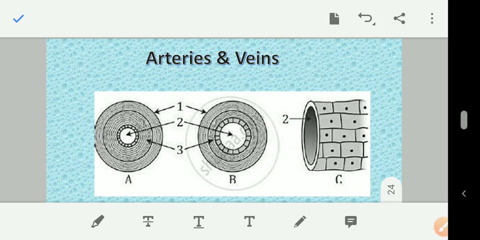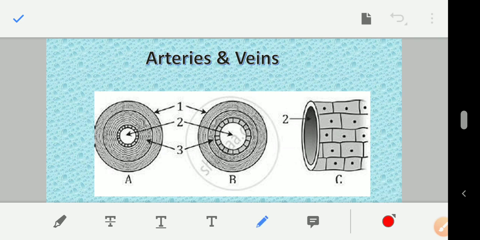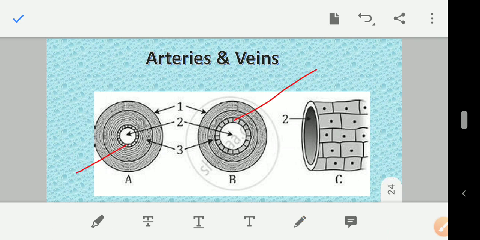Part 3 is the middle portion or middle layer, tunica media. M for tunica media, and M for muscular layer. This is a muscular layer or muscular tissue. The innermost layer is endothelial tissue. This one is endothelial tissue. The endodermis of blood capillaries is known as endothelial tissue.